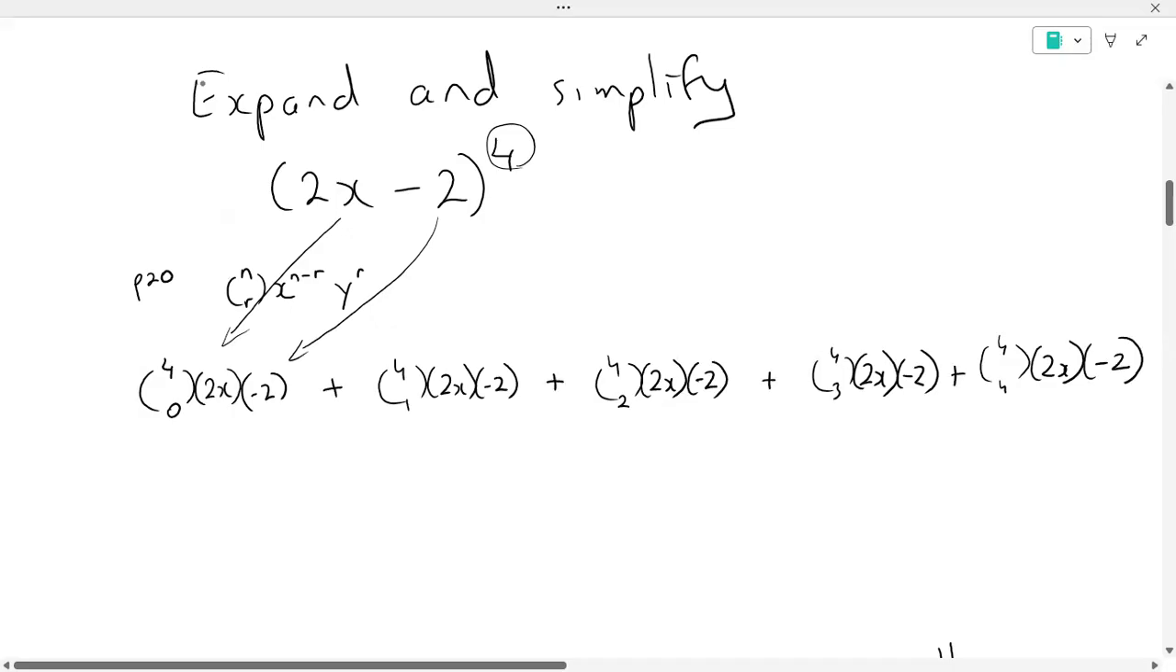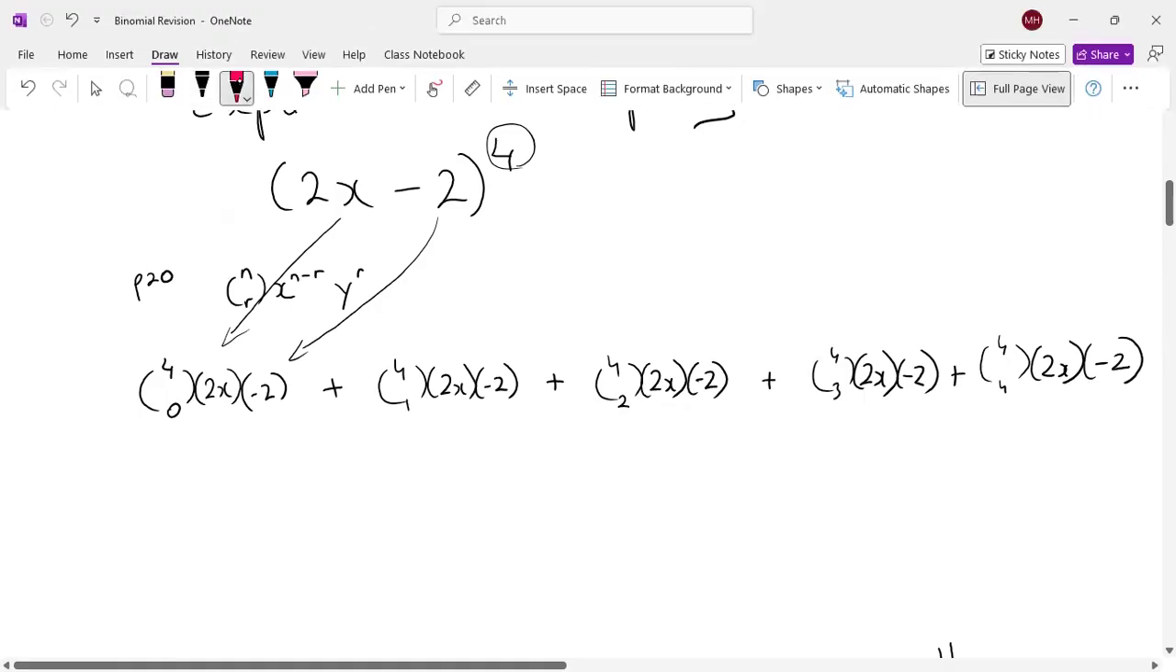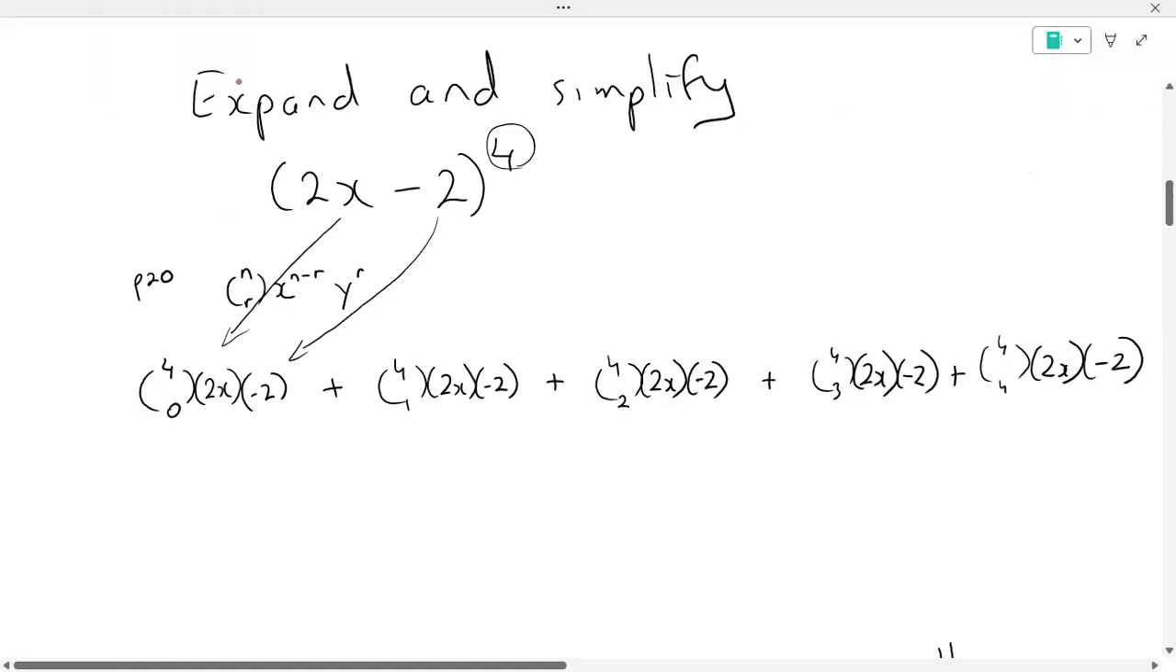Now, it's obviously really important that we get these powers right. So the formula says it's the top take the bottom. So it's going to be 4 take 0 is 4. And then here we just have the bottom, which is 0. So we copy that all the ways along. 4 take 1 is 3, bottom is 1. 4 take 2 is 2, bottom is 2. 4 take 3 is 1, bottom is 3. 4 take 4 is 0, bottom is 4.